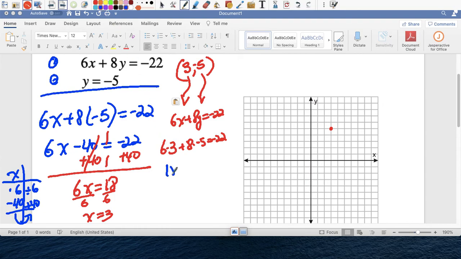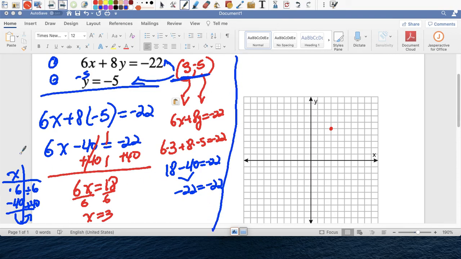6 times 3 is 18. 8 times -5, oops. Instead of writing plus -40, I'm just going to write minus 40 equals -22. That equals -22, which is equal to that side. So again, this point right here, 3, -5, satisfies this equation and obviously satisfies this equation. In equation 2, if I replace y with -5, I get -5 equals -5. That's what you're doing today.